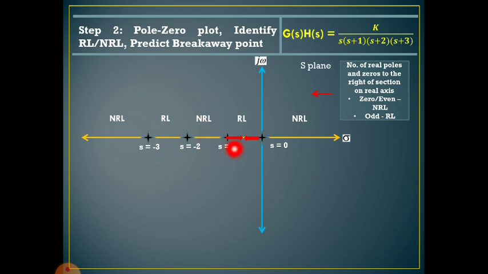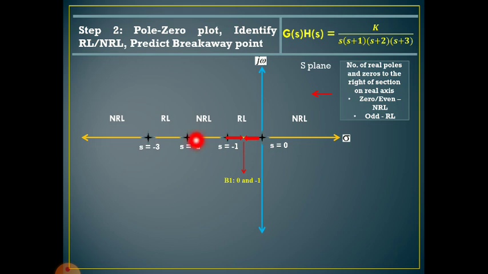So now if you observe carefully, they are moving towards each other, right? So at some point they have to meet. The point where they meet is called a breakaway point. So here we can predict that between 0 and minus 1 there is a possibility of a breakaway point.